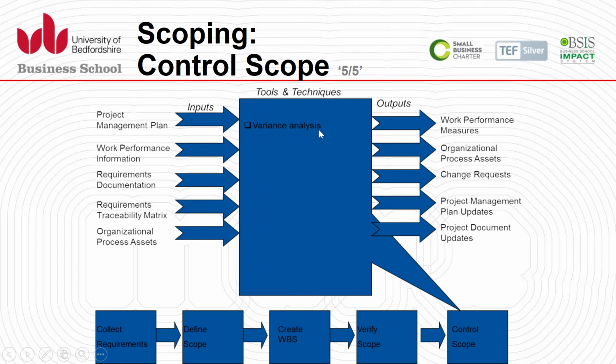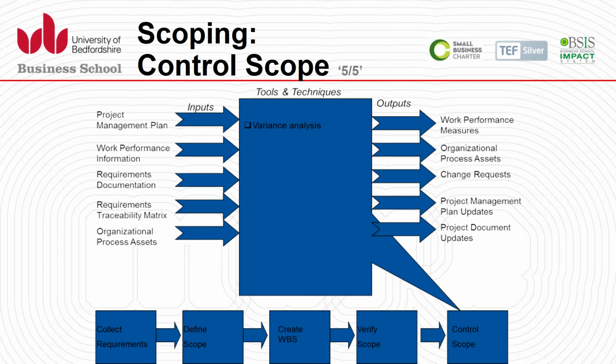We apply variance analysis as a tool or technique, and we get the performance measures or KPI indicators that ensure the project is on track and not derailed. And we have the updated version of the organizational process assets, and the documents for any change request, whether it is incorporated or not accepted. The project management plan is updated, and the overall project documents are updated. That is the last and final step within project scope management.